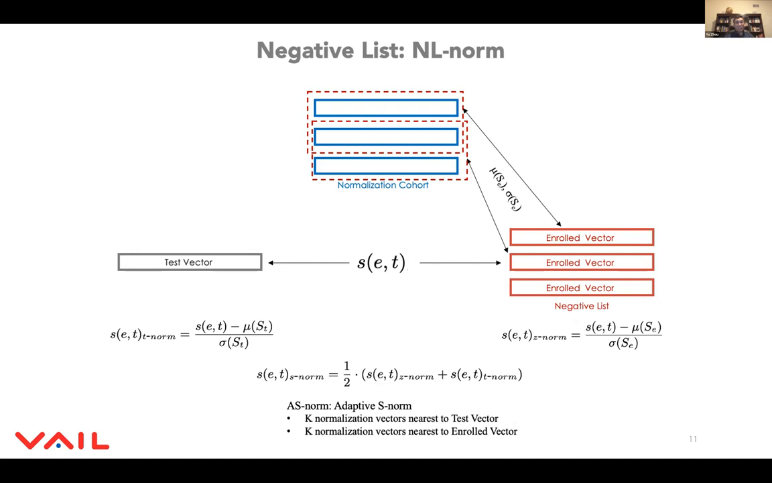So here it still first finds the high scores in the normalization cohort with every enrolled speaker in the negative list. And then the sets of high scores from all of the enrolled speakers are combined into a single set, and it's used to normalize S as a single distribution. So this has been found to improve the accuracy of the negative list detection.